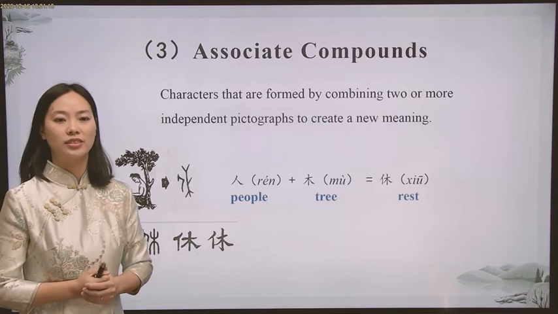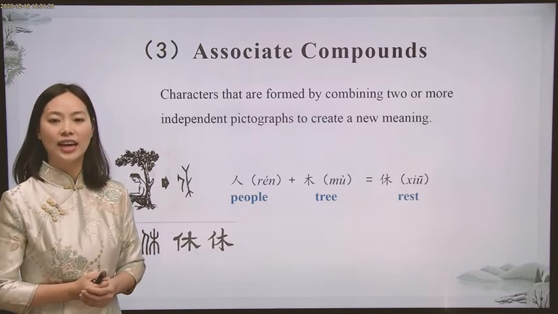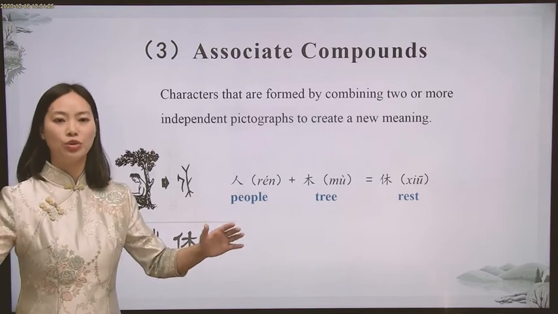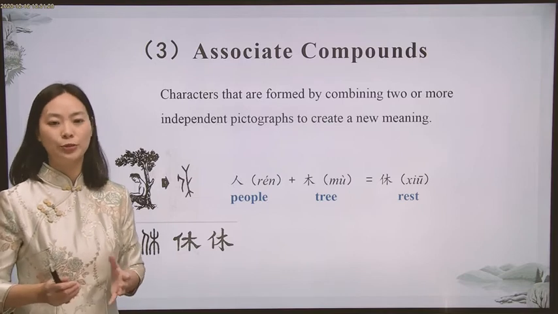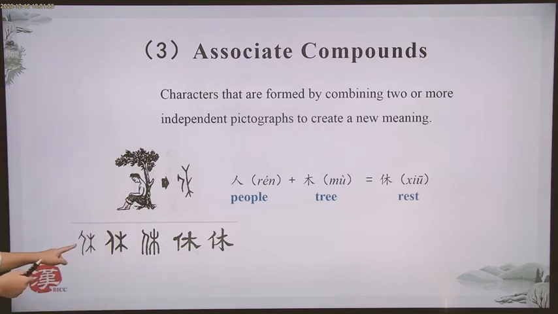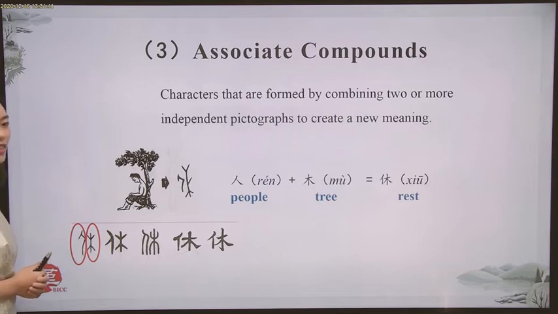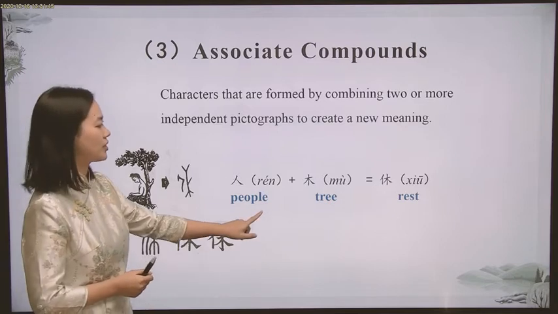Associative compounds. Associative compounds are characters that are formed by combining two or more independent pictographs to create a new meaning. This character has a person on the left side and a tree on the right side, which means a person leaning on a tree. It means to rest.